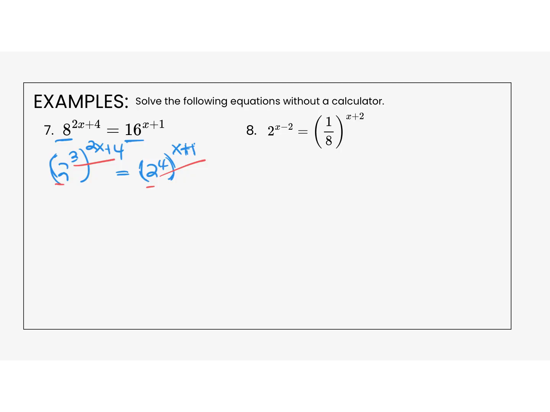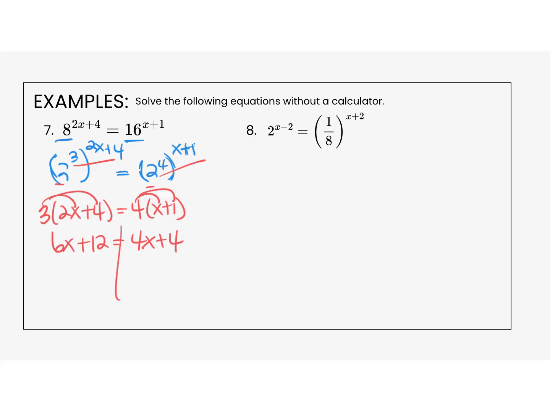So again, power to a power, I multiply. So I get 3 times 2x plus 4 equals 4 times x plus 1. We're going to distribute on both sides. So 6x plus 12 equals 4x plus 4. Subtract the 4x. So I get 2x plus 12 equals 4.